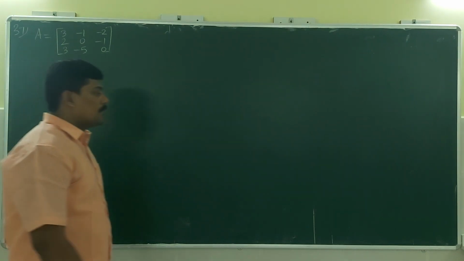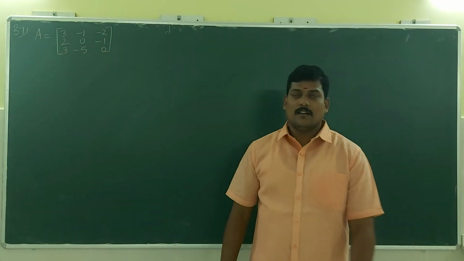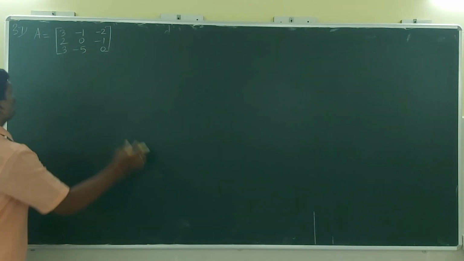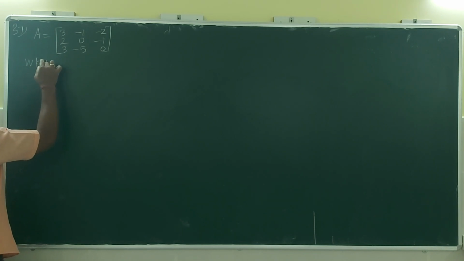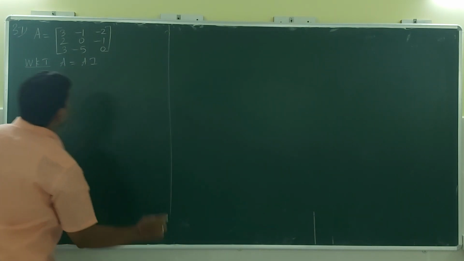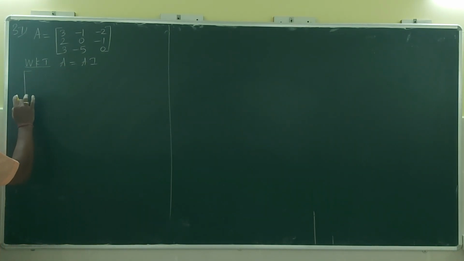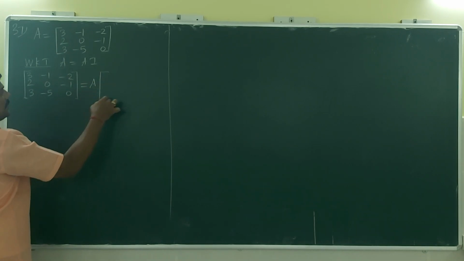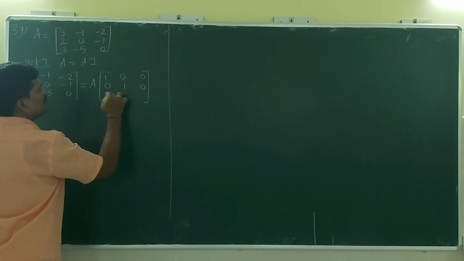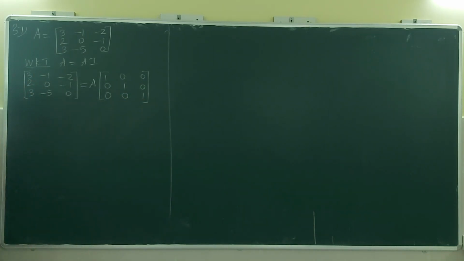Then, for the elementary column transformation, I told you to start with A equal to AR. Right? We know that. A equal to AR. So just place it. The matrix A is 3 minus 1 minus 2, 2 0 minus 1, 3 minus 5 0, equal to AR, 1 0 0, 0 1 0, 0 0 1.